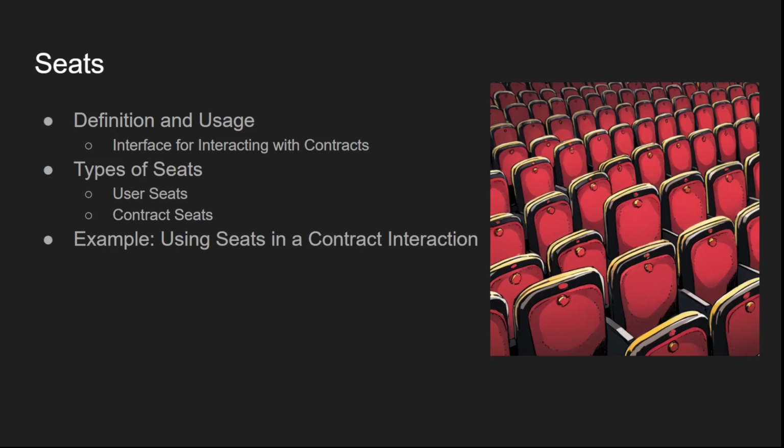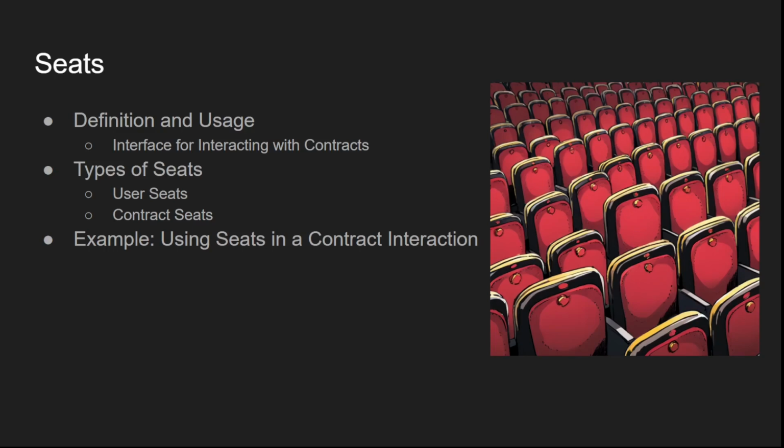In this example, seats provide a structured way for both Bob and the contract to interact securely and efficiently. Bob's user seat ensures that he can manage his loan, while the contract seat ensures the contract processes the offer according to its rules. Seats are fundamental to managing interactions within Agoric contracts, providing a clear and secure way for users and contracts to engage with each other.